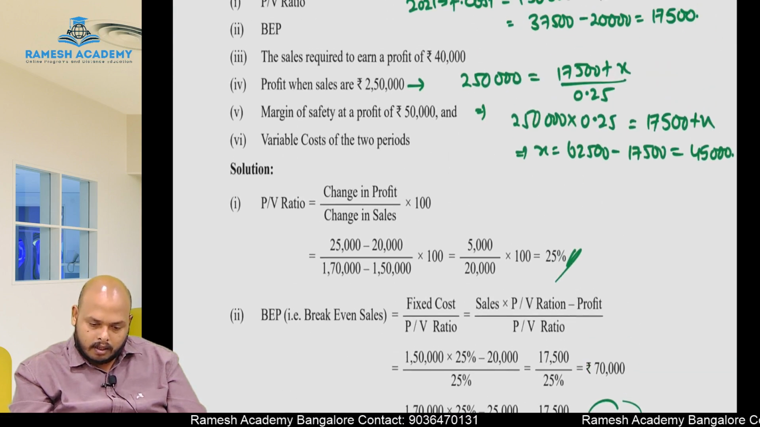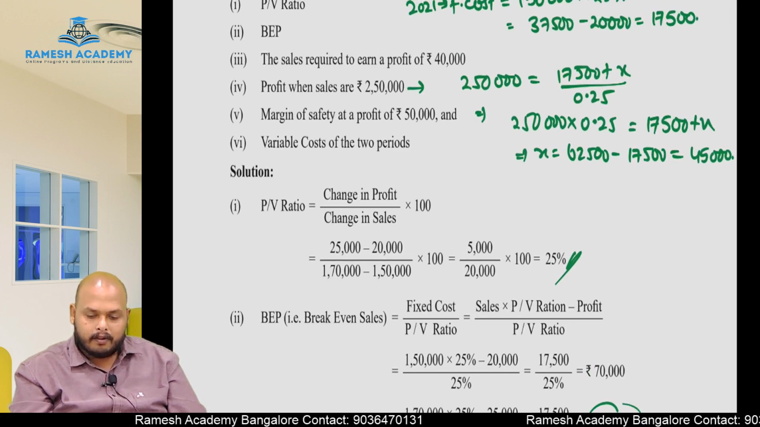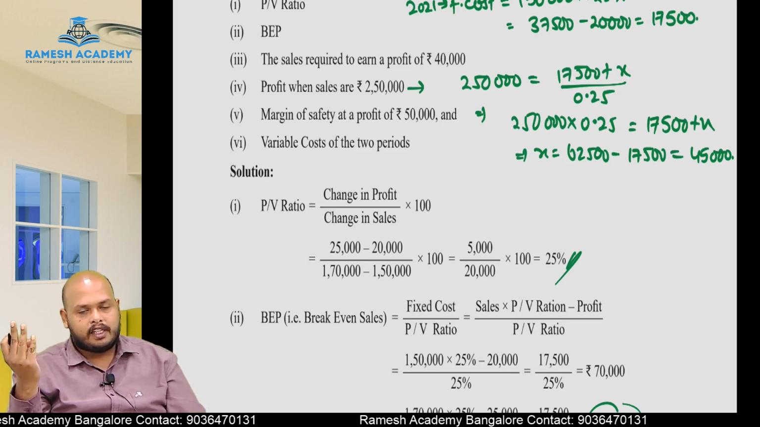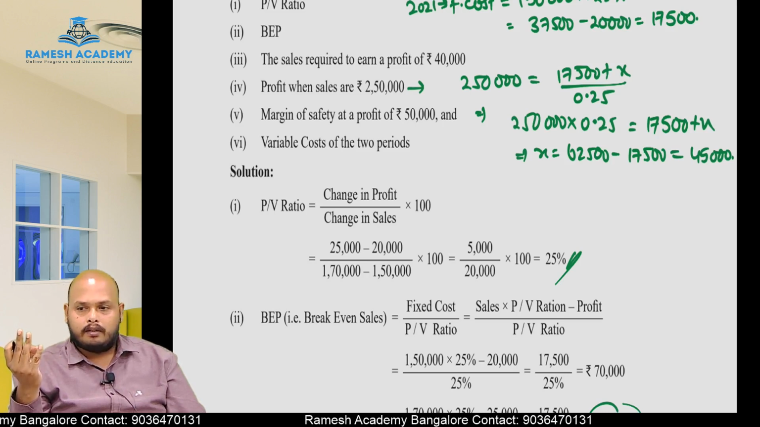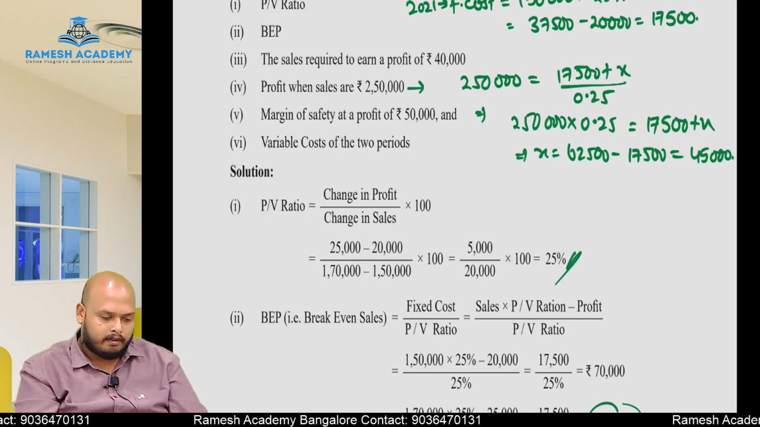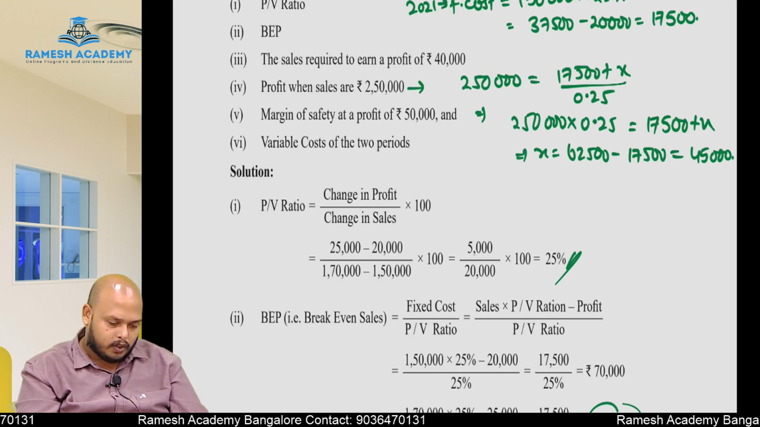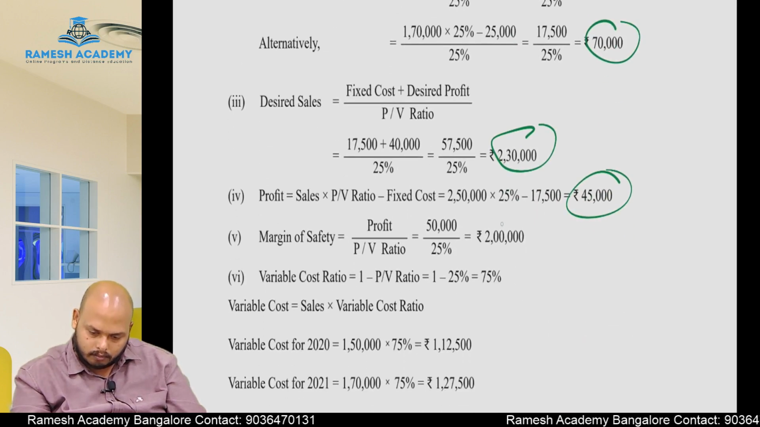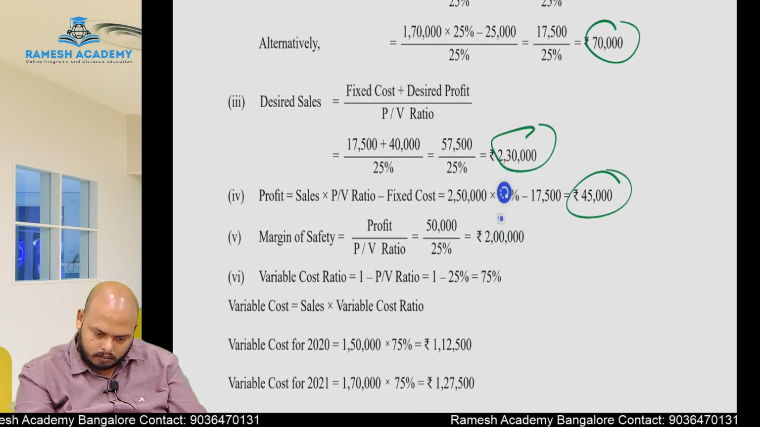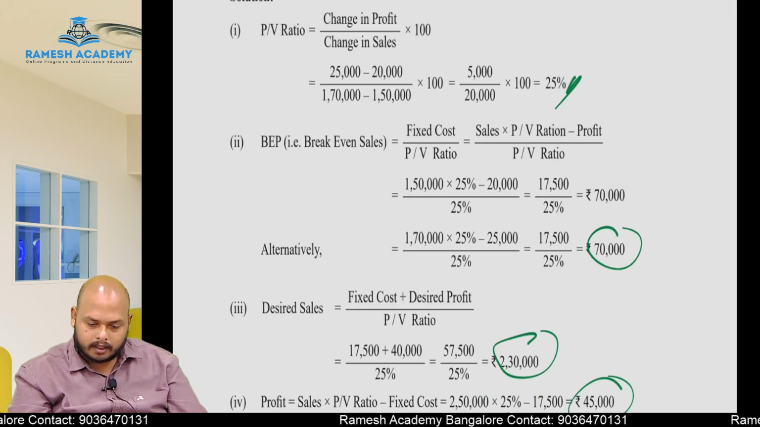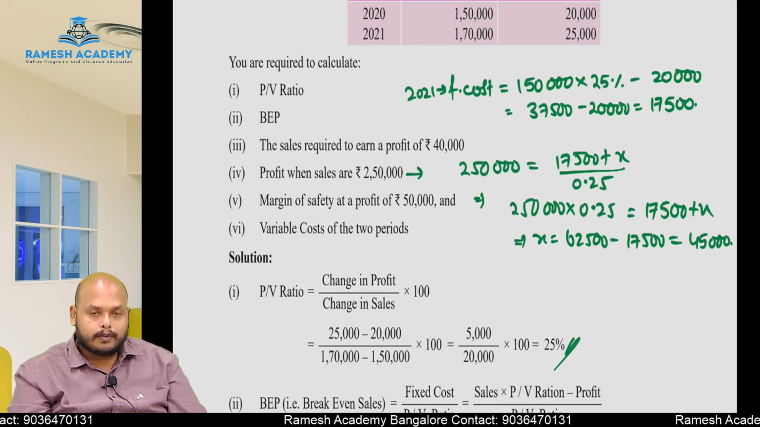Next, margin of safety at a profit of 50,000. He is saying margin of safety at a profit of 50,000. Margin of safety is equal to, what is the formula we know? There are three formulas: actual sales minus break even sales value; margin of safety quantity into selling price per unit; net profit by PV ratio. He gave the net profit, 50,000. 50,000 divided by PV ratio 0.25. How much? 2 lakhs margin of safety. How much is the margin of safety? 2 lakhs.